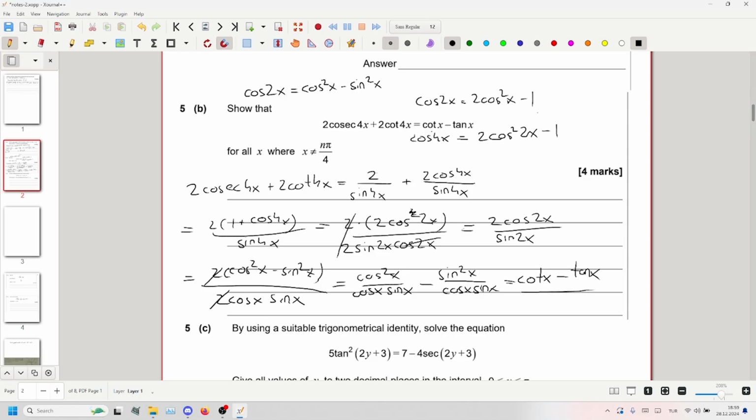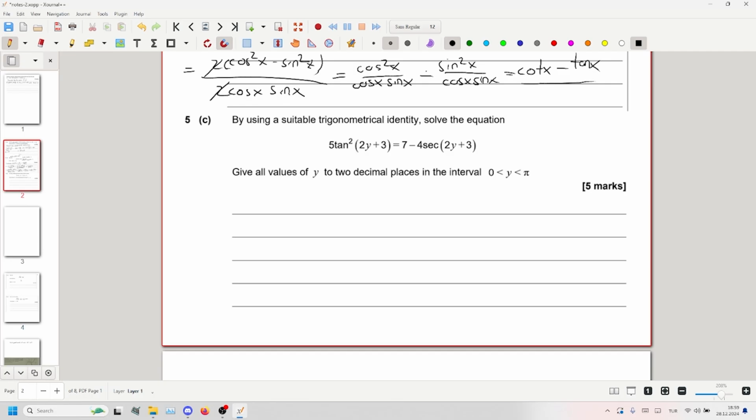And we have proved our identity. Okay, here it asks us to solve a trigonometric equation. And trigonometric equation questions are generally pretty annoying because you get a lot of solutions in them. Okay, so here there are multiple powers of trigonometric functions.